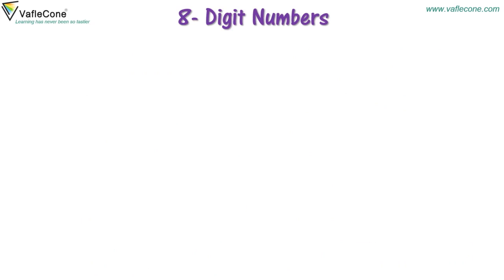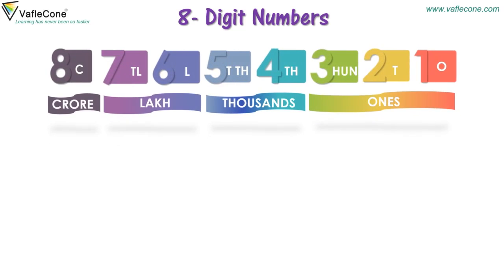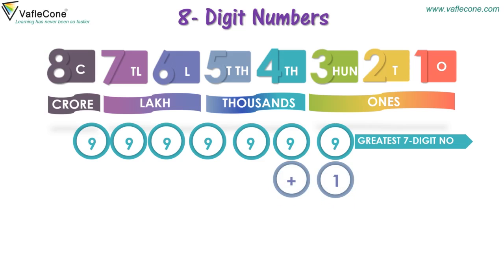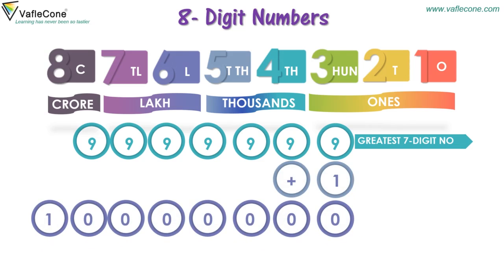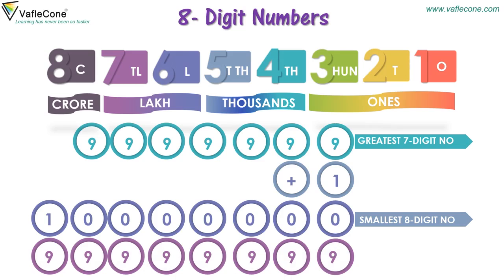8-digit numbers. 8-digit numbers require 8 places: ones, tens, hundreds, thousands, 10,000, lakh, 10 lakh and crore. We know that 99,99,999 is the greatest 7-digit number. When we add 1, we get 1 crore, which is the smallest 8-digit number. 9,99,99,999 is the greatest 8-digit number.